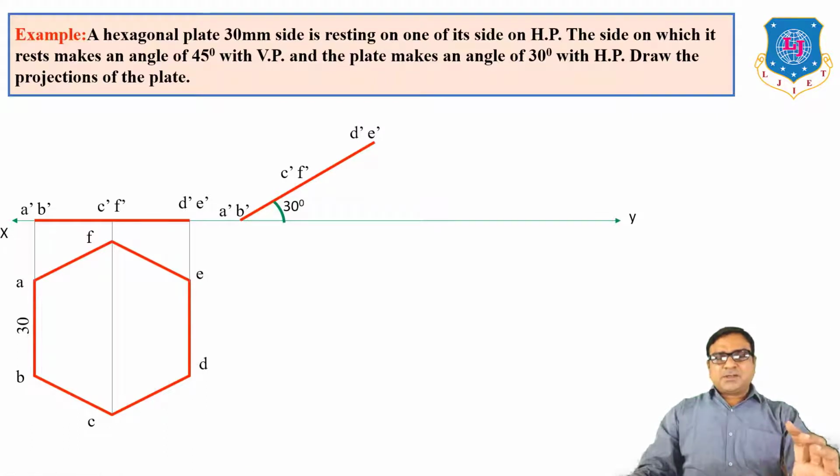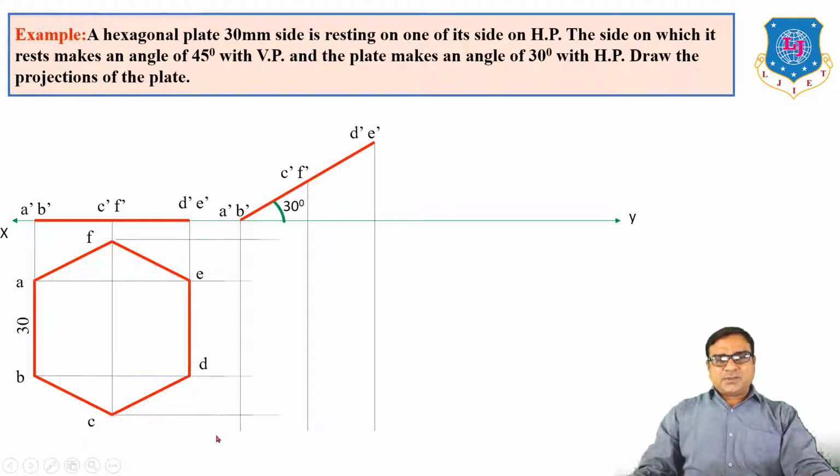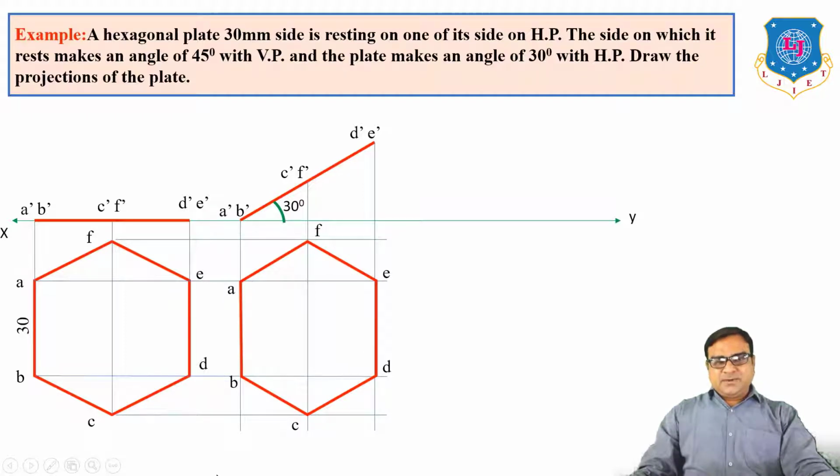Now to obtain its top view, we have to draw vertical projection lines and horizontal lines from the previous top view. The intersection points are A, B, C, D, E, F. Join all points. We will get the top view of this hexagon plate. Now in this view, out of 6 lines, only 2 lines will be 30 mm and the remaining 4 will be less than 30 mm.